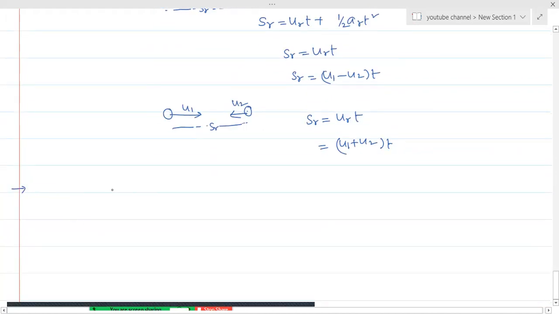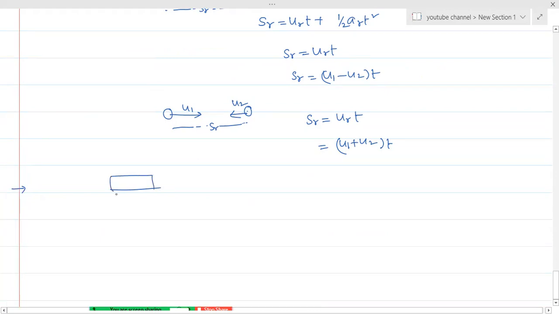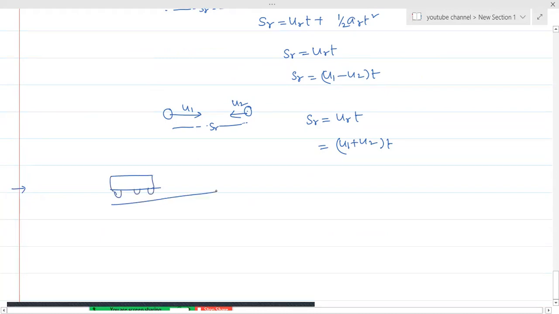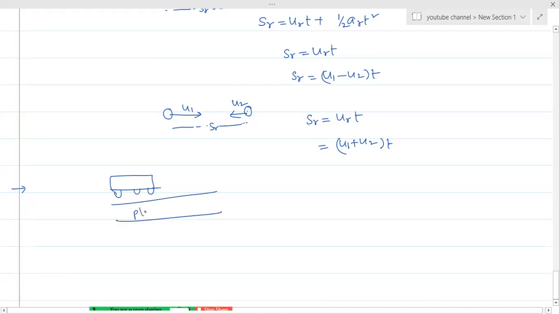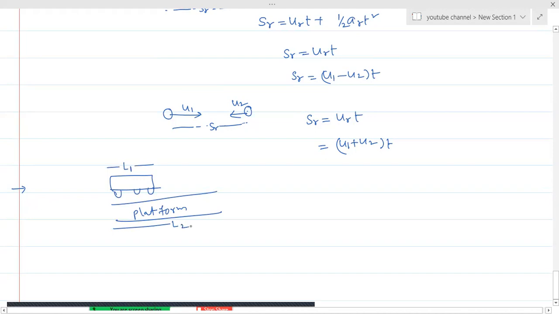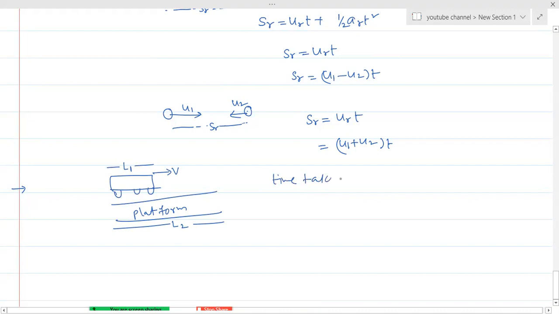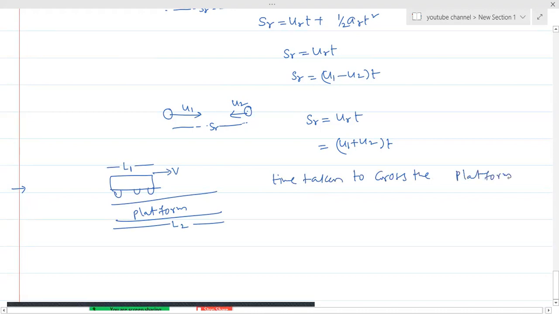And for example, we have a discussion like this. If we have a train that crosses a platform, here the train length is L1, let us say, and the platform length is L2. Suppose it is moving with a speed, then the question is the time taken to cross the platform. T equivalent to distance by speed.